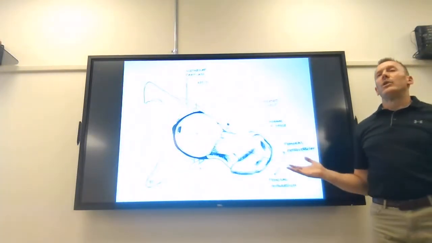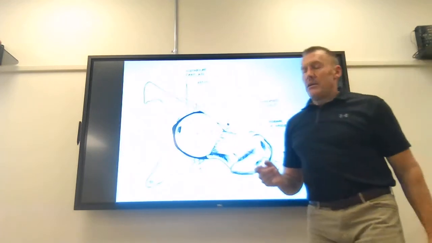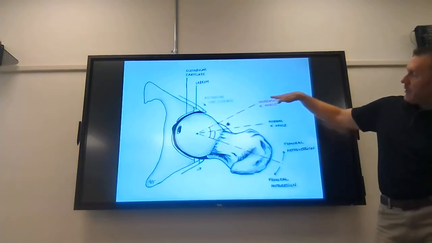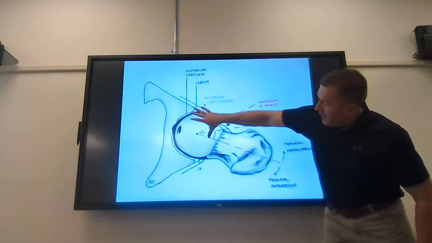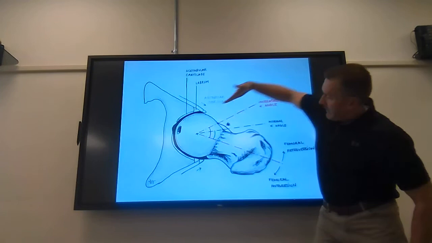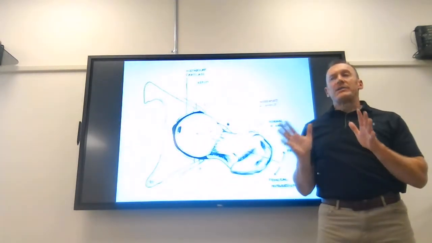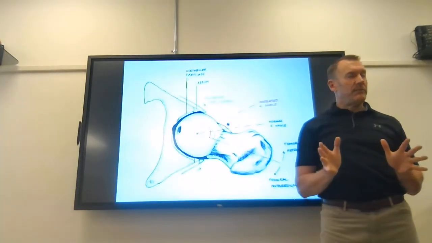So what is the functional significance of that? Okay, so if you have a normal angle or if you have a little bit more retroversion, so if your femoral head connects with the acetabulum like this, if it's coming down this way, you're going to have a lot of hip external rotation and very little hip internal rotation.